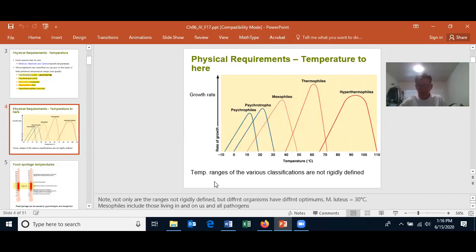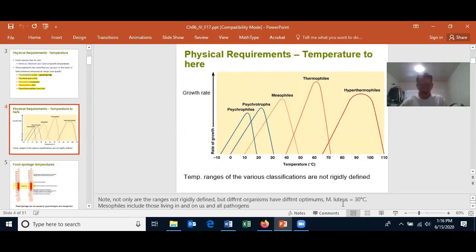So psychrophiles, let's see if I can blow that up just a little. Psychrophiles are organisms that grow at very cool temperatures. These would be microorganisms that grow in your refrigerator, and they can cause food spoilage. The range of the different temperature requirements is not hard and fast, but generally speaking, psychrophiles are things that grow at 10 degrees Celsius or less. And like I said, that's refrigerator temperatures.